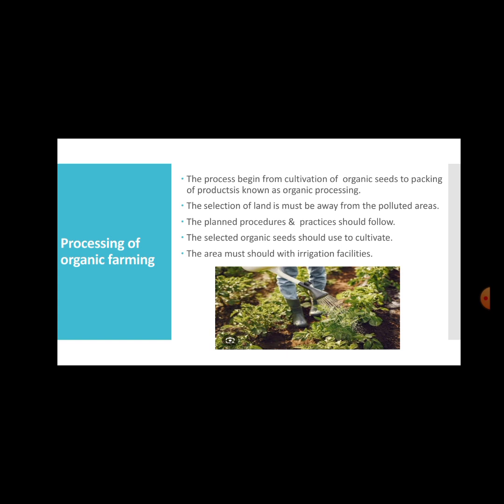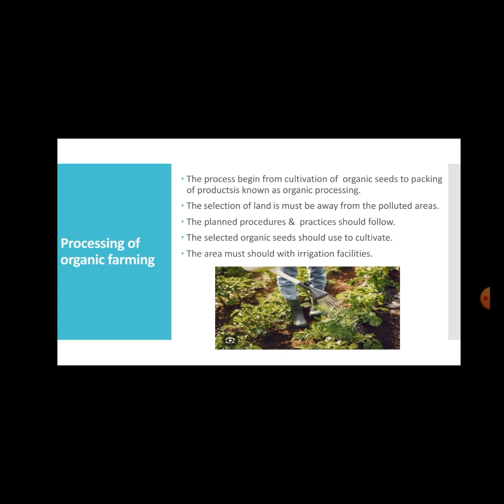Next, if you are doing the processing of organic farming, which steps and procedures do we have to follow? First of all, we have to select a land which is away from polluted areas. And next, we have to select seeds which are naturally originated or originated organically only, and we don't use any genetically modified seeds or artificial seeds in organic cultivation.